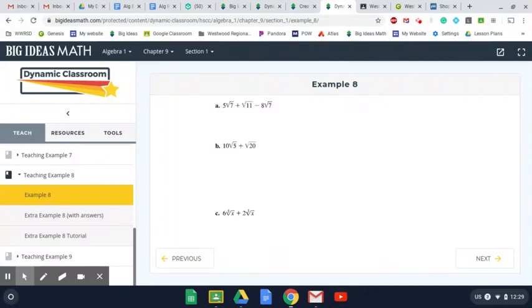Today we're going to look at operations with the radicals. We've already looked at multiplying and dividing. Today let's look at adding. So we're going to look at example 8, part A. We have 5 square root of 7 plus square root of 11 minus 8 square root of 7.